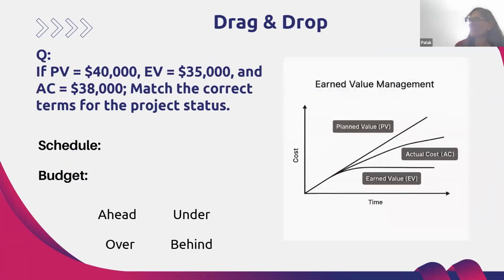All right, and here is another drag and drop style question. This question is about the graphic exhibit type. You can see the graph of earned value management, cost versus time, and the three values there: planned value, PV, actual cost, AC, and earned value, EV. The values provided are: PV is 40,000, EV is 35,000, and AC is 38,000.